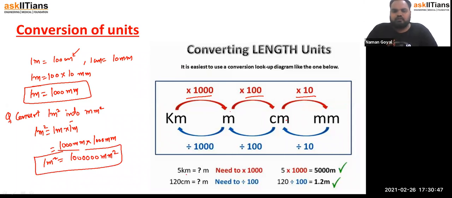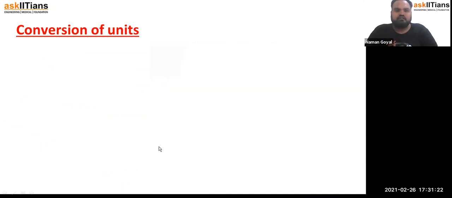If the question is 5 kilometer is how much meter? 1 kilometer contains 1000 meter, so for 5 kilometer you have to multiply by 1000. Same for 120 centimeter into meter. Since it is asking from centimeter to meter, you have to divide by 100. So it will be 120 divided by 100, which gives 1.2 meter. Are you getting my point? We can do these types of questions like that.